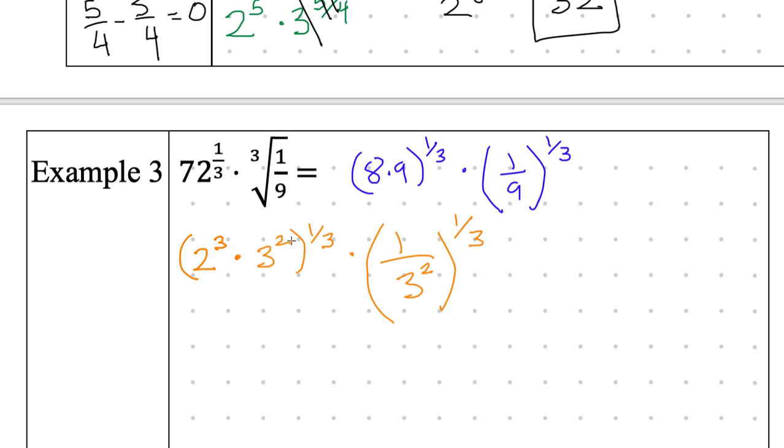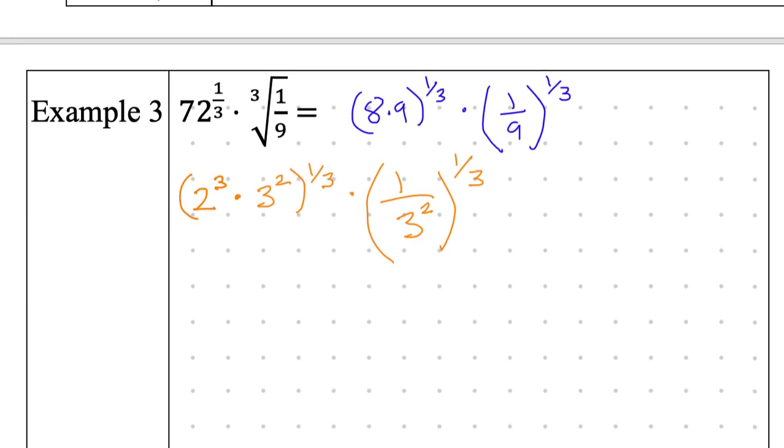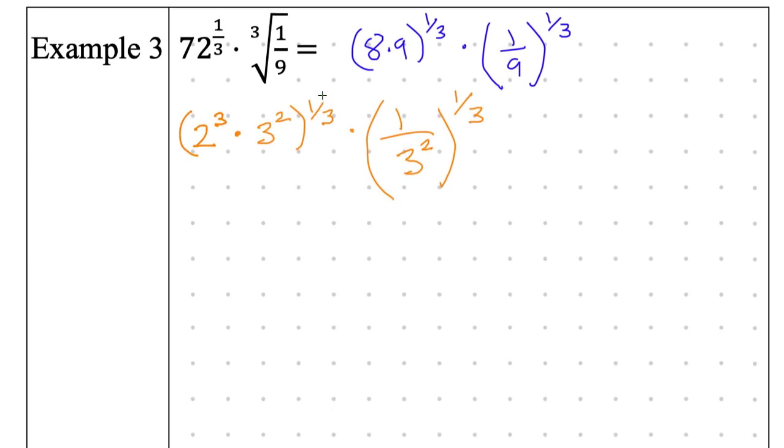Okay, I've converted everything into a power. Now I'm going to start applying these rules of exponents. This 1/3 is going to be applied to both of these two powers. I'm going to multiply both of these powers. If I'm distributing this 1/3 power into each of these terms, I'm left with 2 to the power of what? What is my new power?